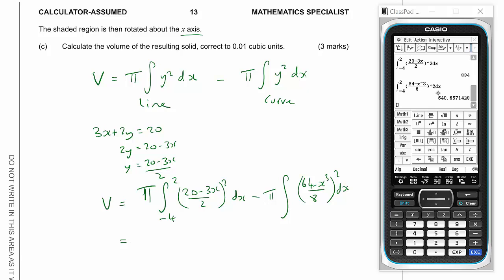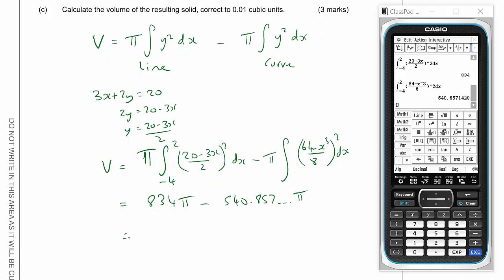which I've just done. I've done the integrals like this, so that's going to be 834 pi, take away 540.857 times pi, and so we can just calculate that. So it's going to be that times pi, take away that times pi, and that gives us 920.94, and that would be cubic units.